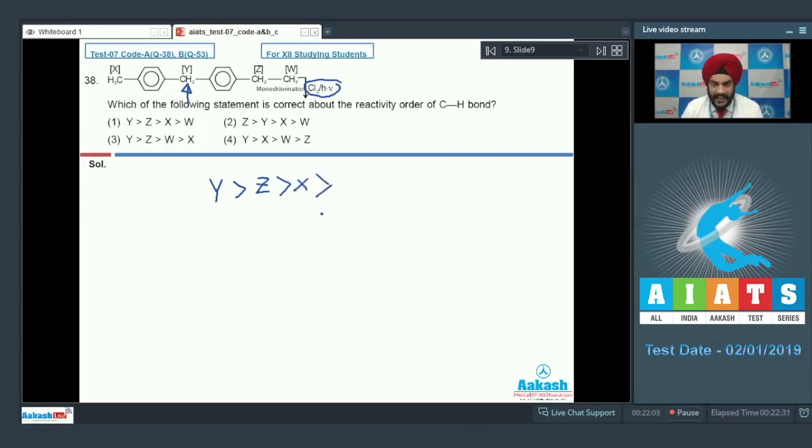And out of the given C-H bonds, the hydrogen which is labeled by W will be the least reactive. So we have the correct order of the reactivity towards chlorination in the presence of sunlight on the basis of the stability of the radical which is formed. So if we look at the options, we can clearly see that we have to select option 1 as the correct answer to our question. Let us look at the next question.